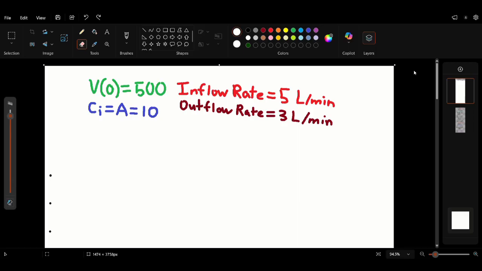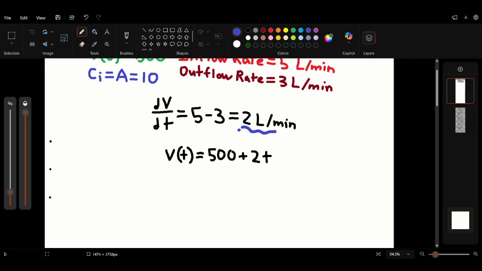So here we have the basic setup for pretty much every mixture problem you're ever going to see. We got the volume at time 0, the initial concentration of salt, the inflow rate, and the outflow rate. First thing we're going to do is set up an equation that derives volume with respect to time. All this equation tells us is that there is a net gain of 2 liters of water per minute. Now from that 2 liters per minute, we're going to combine it with the initial 500 liters of water that are already in there, and we're going to add 2t. So that means that the amount of water changes based on the amount of time that has passed.